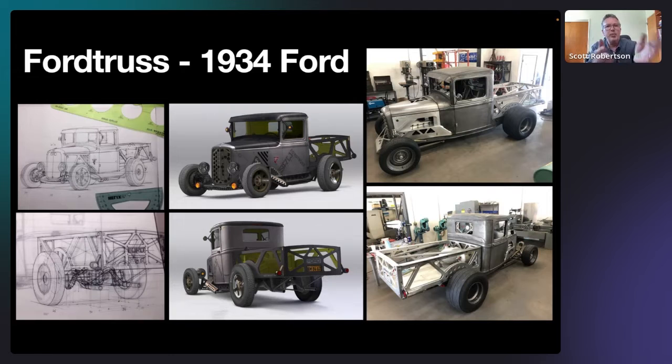So this would be an example of a project, a very classic approach, where I do some drawings on the left, I do some color renderings of a thing in the middle, and then I start building the thing on the right. For the people that have been following my Instagram channel, this is my hot rod truck that we're building called the Fortress. Trusses, of course, because the bed of the truck is all trusses. And it is a 1934 Ford. But historically, this has been my classic development cycle.